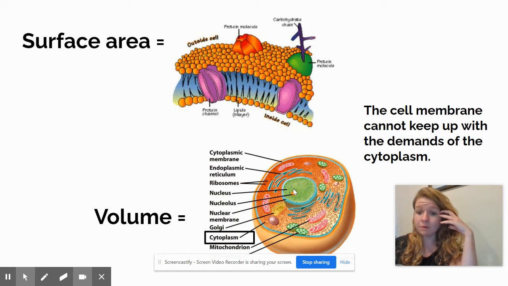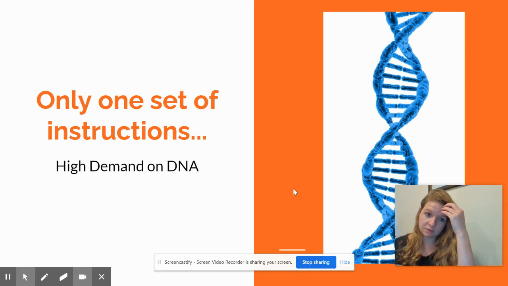So that's why we need to multiply and we need to have the ability for our cells to divide. That way we can have several small cells making up a tissue and then eventually making up an organism rather than one or two big guys, okay? So that's the whole point of cell division.